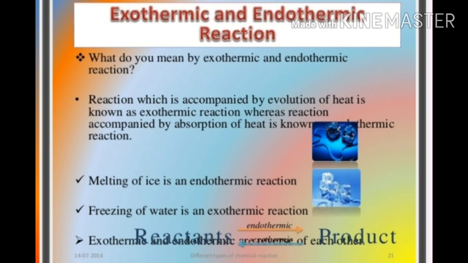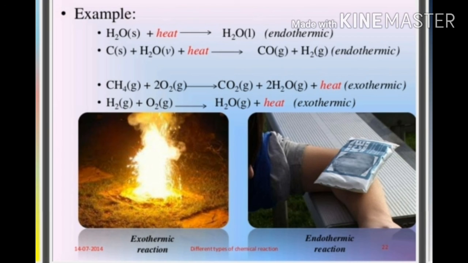Now melting of ice is an endothermic process, because for melting, the ice needs some heat, some temperature. And freezing of water is an exothermic process. Exothermic and endothermic reactions are opposite of each other. In exothermic, heat is produced; in endothermic, heat is absorbed.